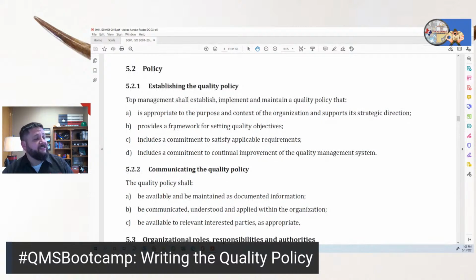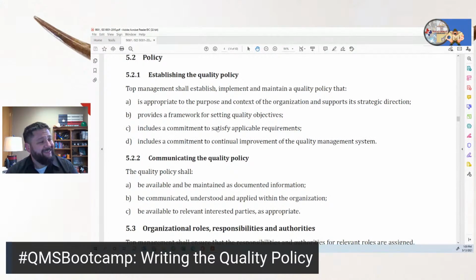We want to make sure that it provides a framework for setting our quality objectives. Your quality policy does not need to state the quality objectives. Do not state that this is providing a framework for quality objectives. What it means is that when it comes time to document those quality objectives, you have to be able to explain this objective helps us meet the policy. This objective helps us here. This objective helps us here. It all has to funnel up into this one main vision.